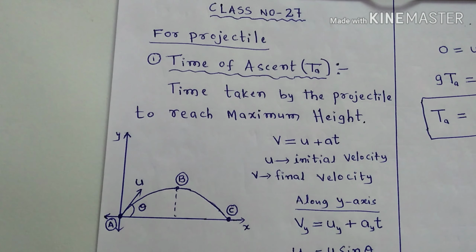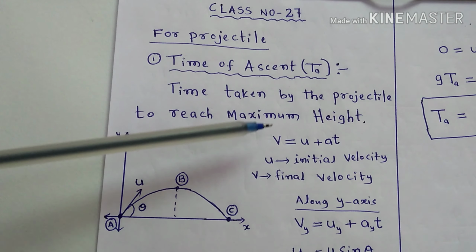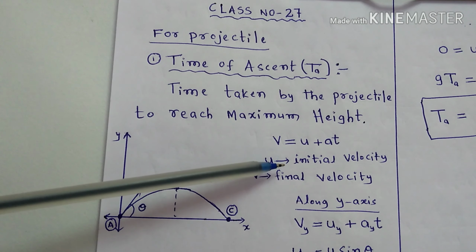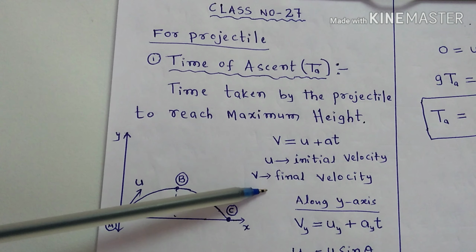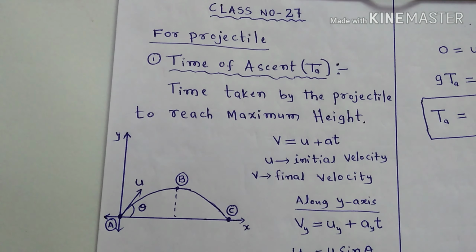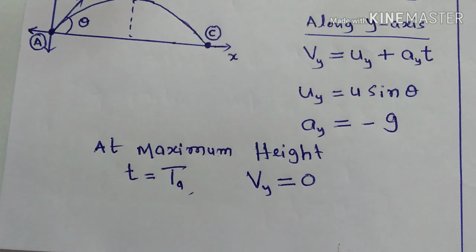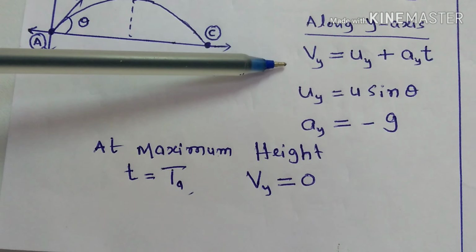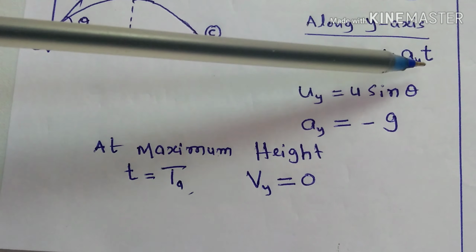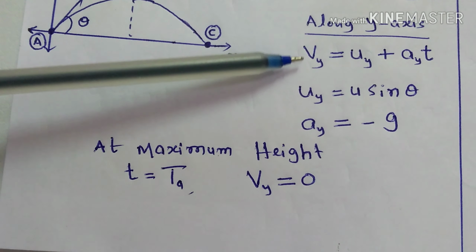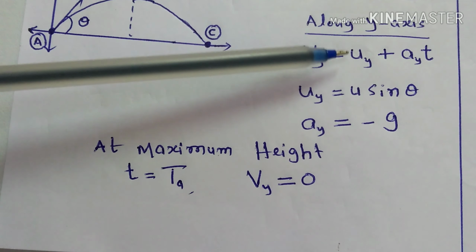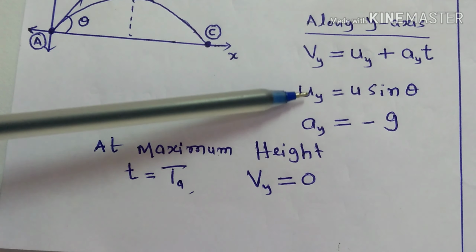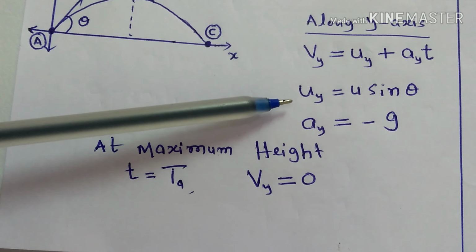You got it, no? So which kinematic equation is suitable? v equal to u plus at, where u is initial velocity and v is final velocity. Along the y-axis, this kinematic equation becomes vy equal to uy plus ay t. Here vy is the y component of final velocity, and uy is the y component of initial velocity. This uy equals u sin theta. Already I explained this in the previous videos.